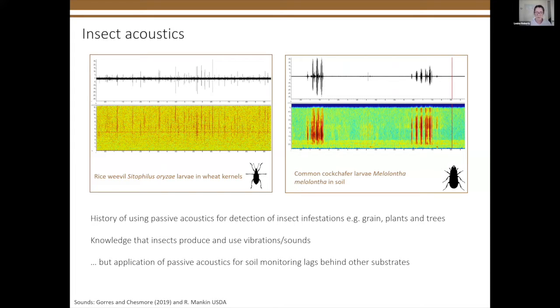And so if we focus on soils in particular, previous investigations with white grubs have yielded promising results in both field and lab settings using acoustics. But acoustics within soil is a lot more complex than other substrates such as wood because it's less uniform. And so we have few recordings of below ground organisms in soil. And so currently those two factors are limiting the utility and the application of acoustics for soil pest monitoring.